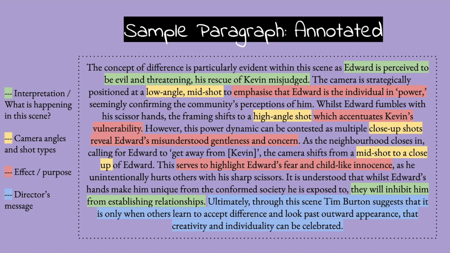Now, importantly, not only have I identified different types of camera angles and shot types in the yellow there, but I've also tried to explain the effect and the purpose of these camera angles and shot types in the red. So for example, in the second sentence, I've said that the camera is strategically positioned at a low angle mid shot to emphasize that Edward is the individual in power. So that's an example of identifying a film technique, but also talking a little bit about the effect of that film technique.